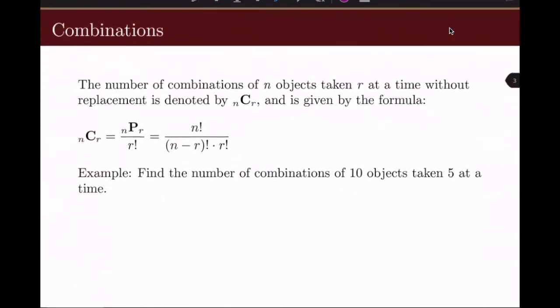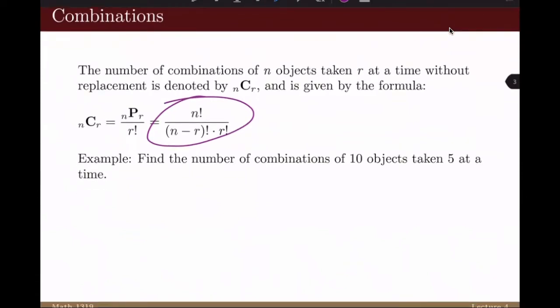The formula for combinations, the number of combinations of n objects taking r at a time without replacement, is denoted by a big C and is given by the formula here. It's essentially the same thing as the permutations formula divided by r factorial, but it is written out nicely as n factorial divided by n minus r factorial times r factorial.